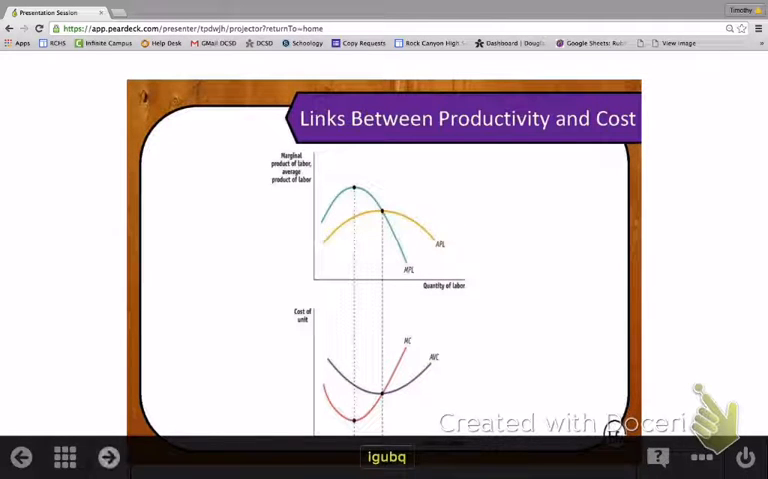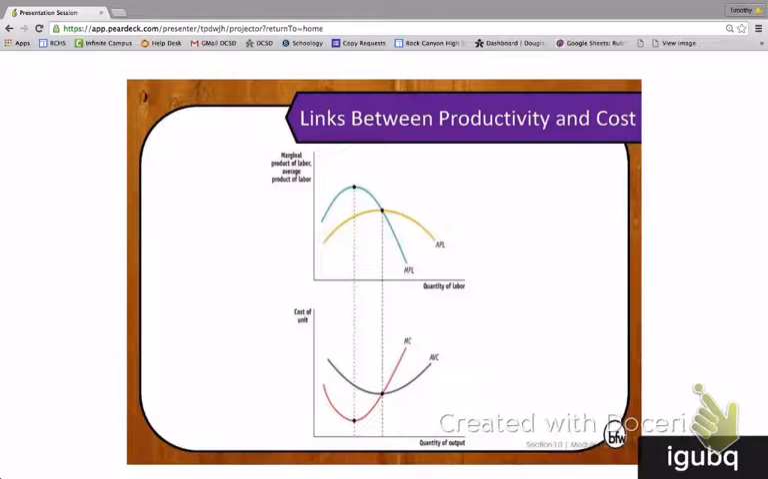And here we can see some links between productivity and cost. Okay? When we look at the marginal product of labor curve and the average product of labor, we can see marginal product and average product of labor rise in the beginning. Why? Because of specialization. And that leads to the Nike swoosh in the marginal cost curve and the U-shape of the average variable cost curve, because you get specialization in the beginning.